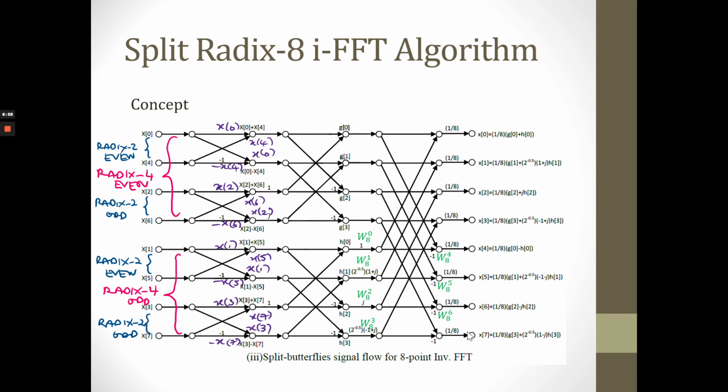And the last one we have x7. From this point we use G3 plus this function H3 multiplied with this one, and then this one multiplied with -1, so this function becomes +1 minus j multiplied with H3. So the summation at this point for G3 and this function multiplied with 1 over 8 produces x7.